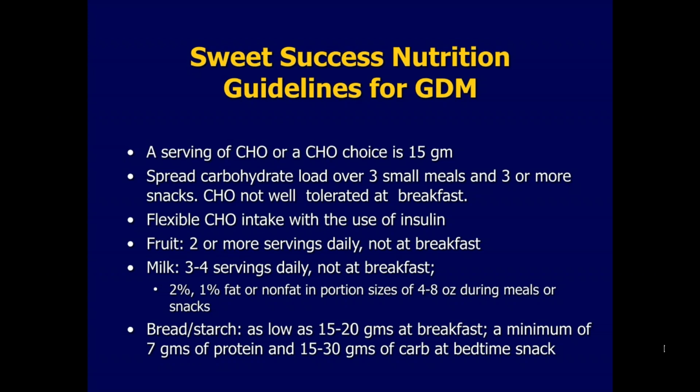So spreading the carbohydrate load over 3 small meals. Always talk about meal spacing. So talk about 3 rules of thumb: meal spacing, carb spacing, and adding the protein with every meal and snack. So spreading the carbohydrate load over 3 small meals and 3 snacks, right? It depends on the schedule of the patient.